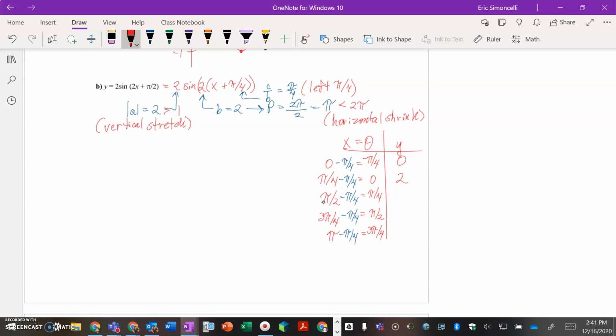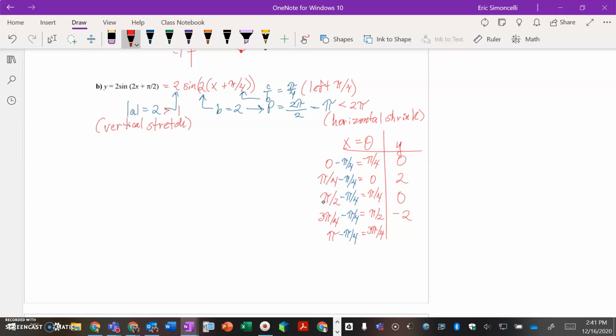Plug in pi over 4. That's 2 pi over 4, which is pi over 2, times 2, which is pi, the sine of which is 0, times 2, of course, is 0. Keep going. If you plug in pi over 2, plus pi over 4 is 2/4 plus 1/4, or 3/4, times 2 would be 3/2. So you've got sine of 3 pi over 2, which is negative 1, times 2, which is negative 2. Okay. As you can see, the pattern's continuing in a nice manner where we really don't stress about any other angles besides the ones on the axes.